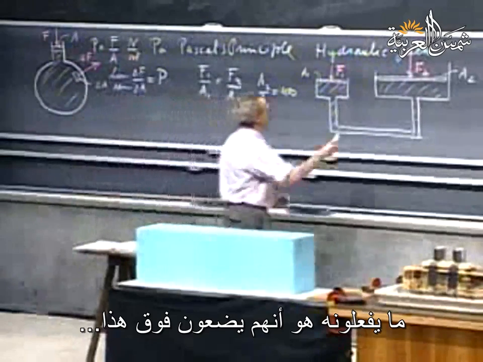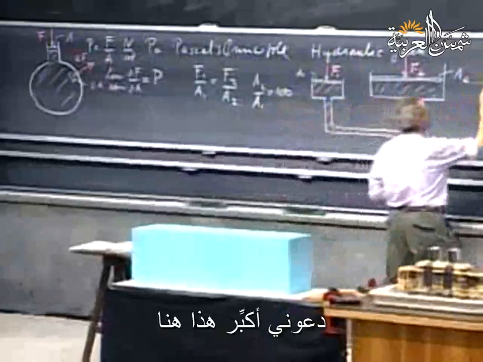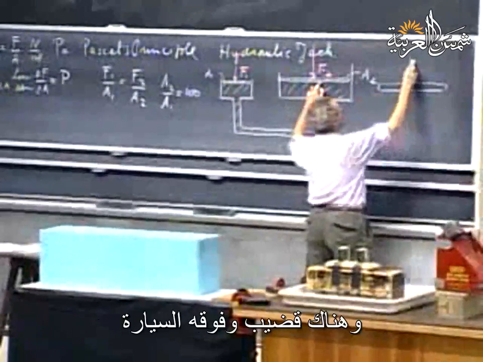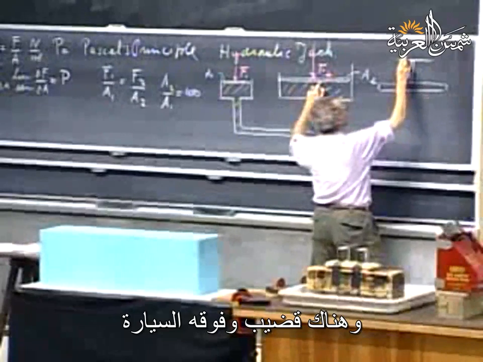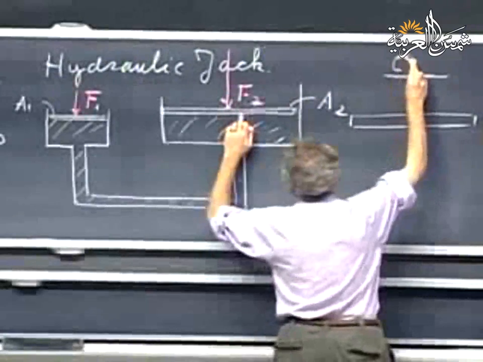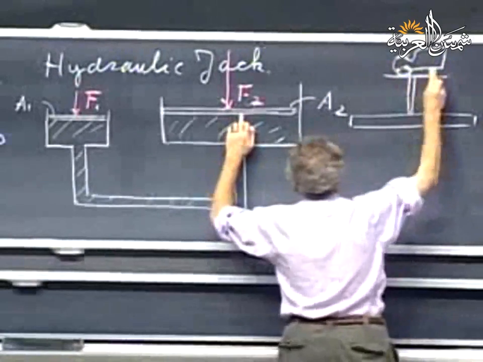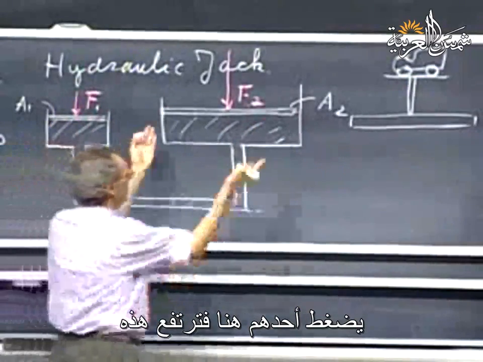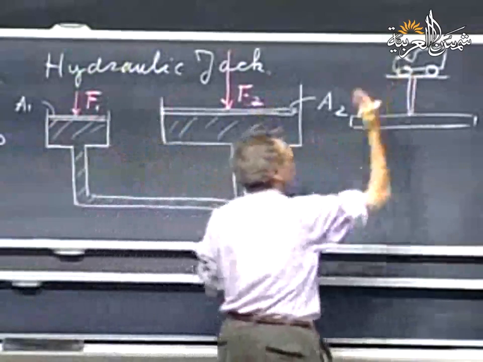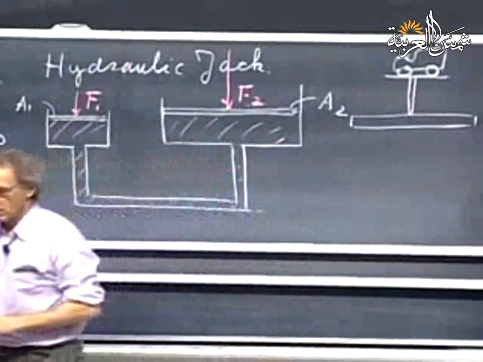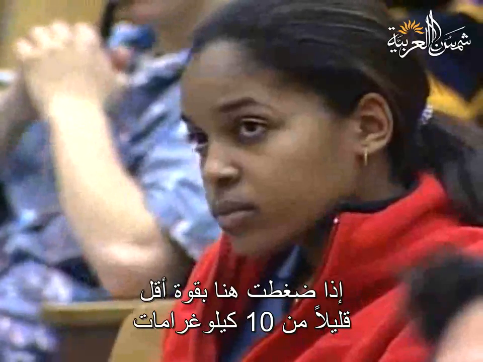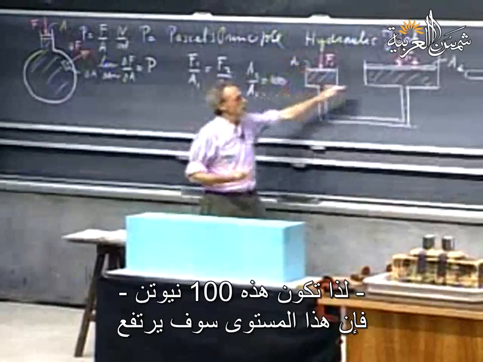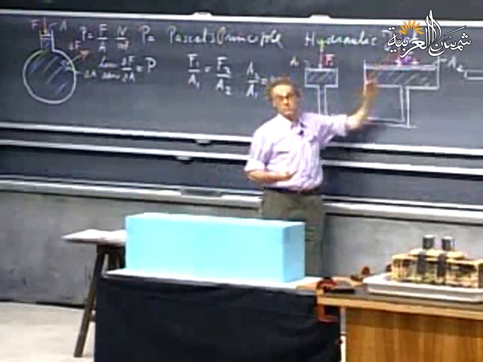What they do is they put on top of this, if I blow that up here, so this is this platform, there is a rod here, and on top of it is a car. And someone pushes here, and then this goes up, so the car goes up. If I push here with a force a little bit more than 10 kilograms, so that would be 100 newtons, this level would go up.